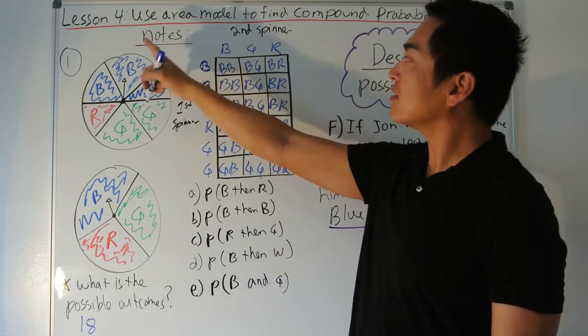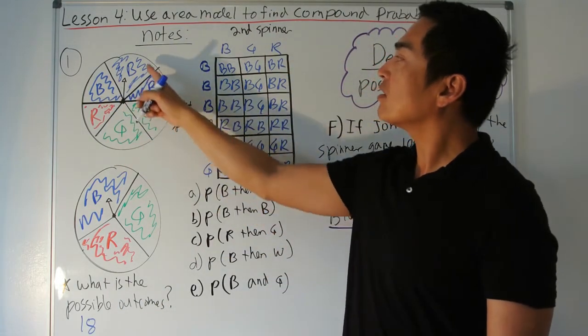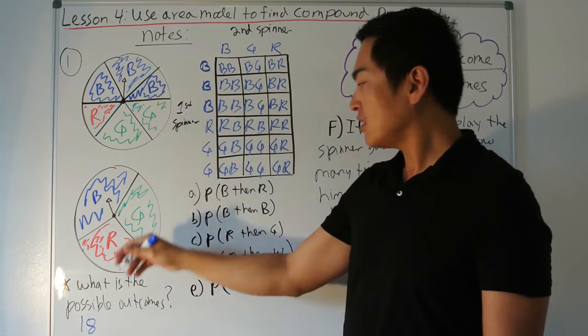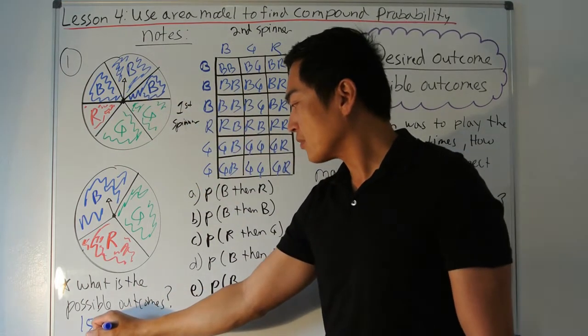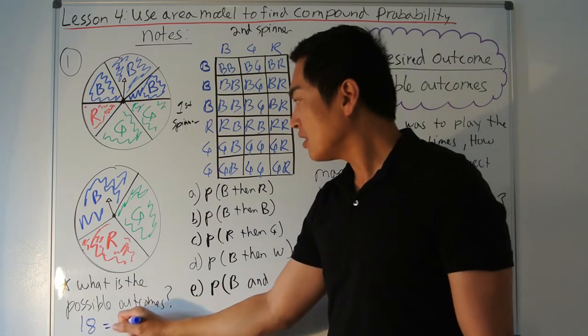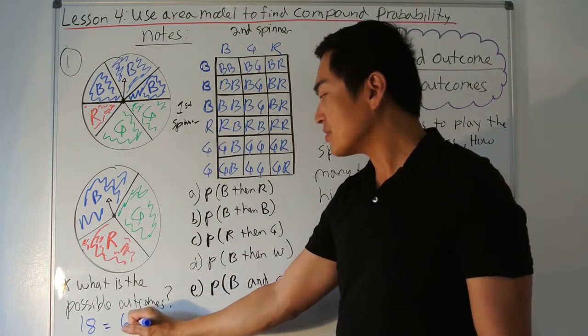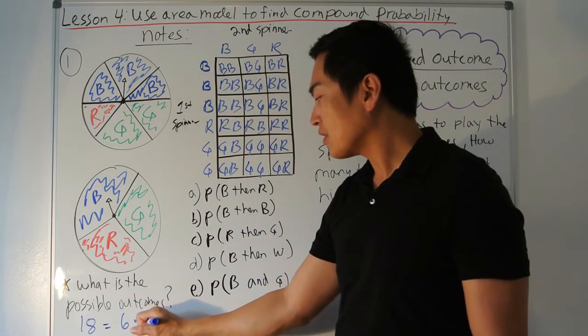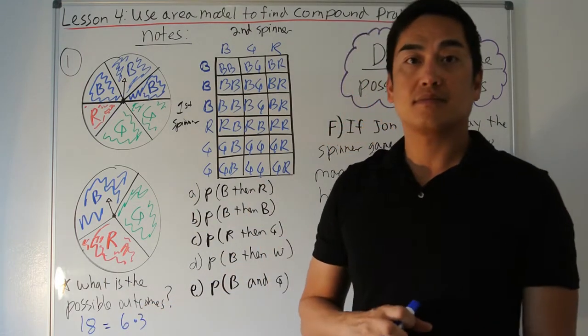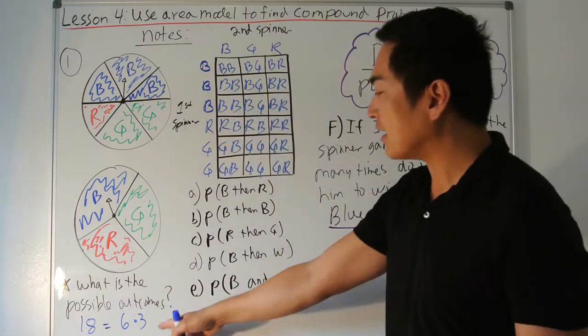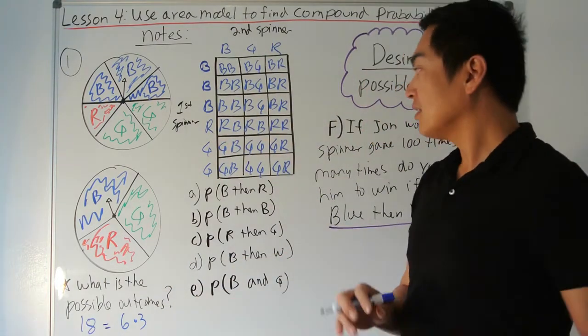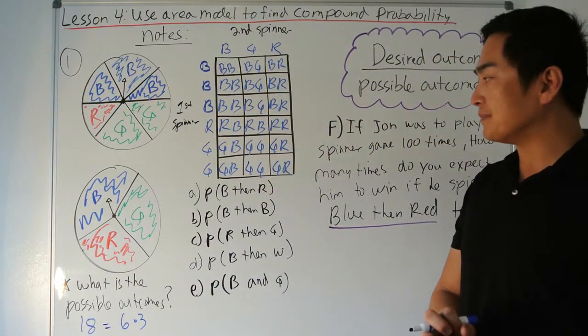All you do is count. There are 6 different ones here, so that's 6. And then this one has 3 different slices, so times 3, and that's how you get 18. So instead of doing the area model, you get that right away. Now let's go ahead and answer these questions.